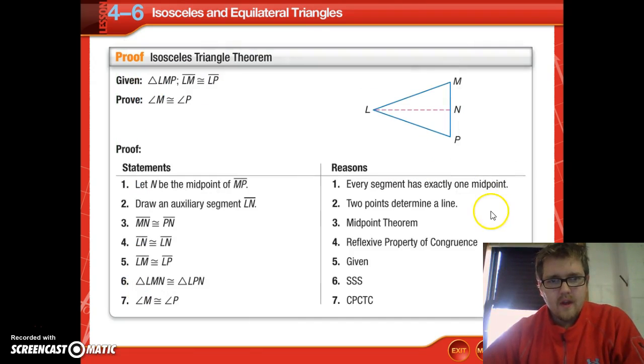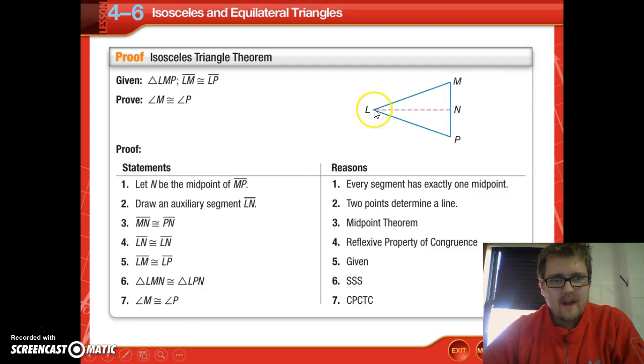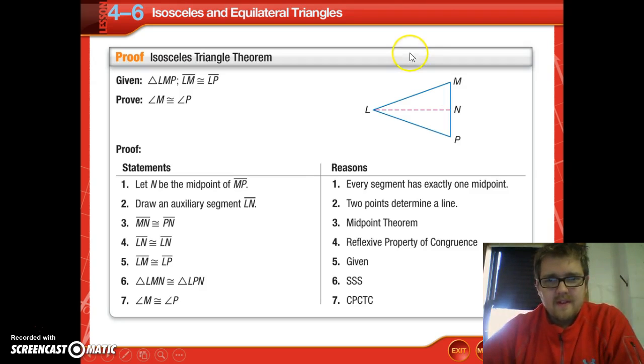We have a proof for our isosceles triangle theorem. We are given that LMP is indeed a triangle. We're also given that LM and LP are congruent, so we know it's isosceles. We want to prove that angle M, this angle here, is congruent to angle P, this angle here. So let's just call N a midpoint. It wasn't given to us, but we're just going to put that out there. We're going to call this midpoint N, and make this segment here LN.